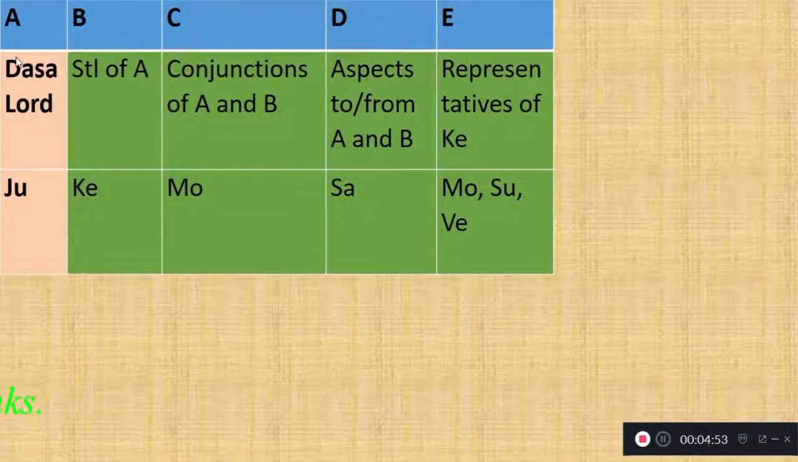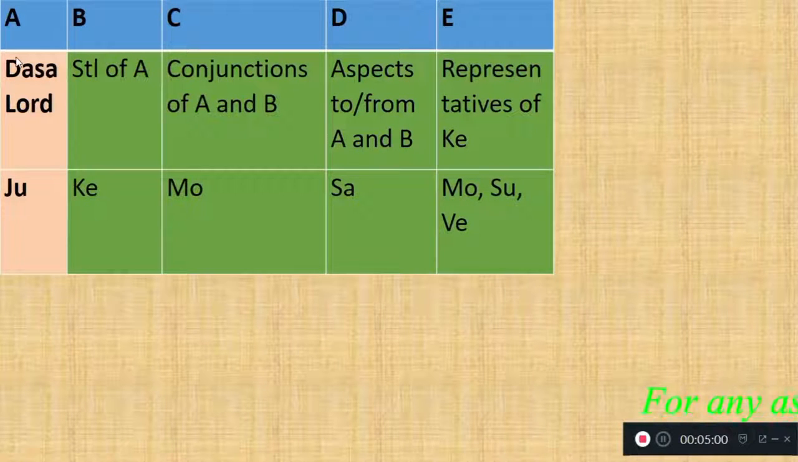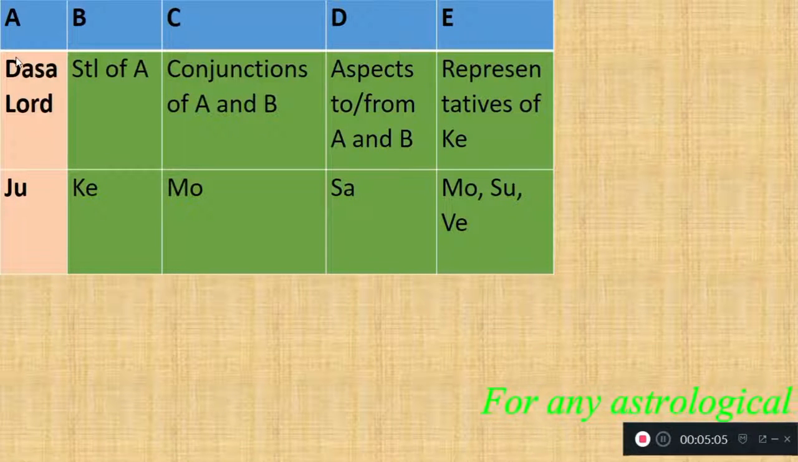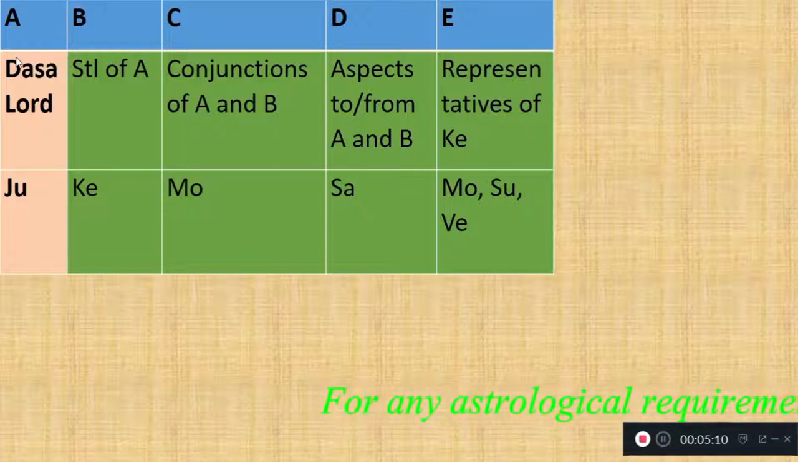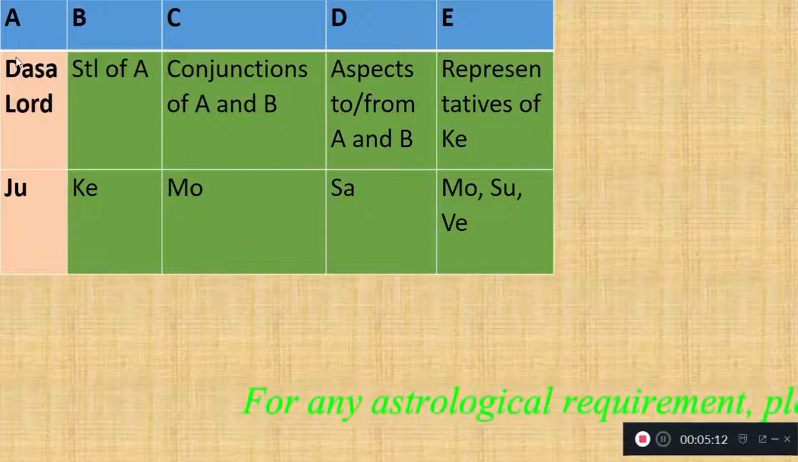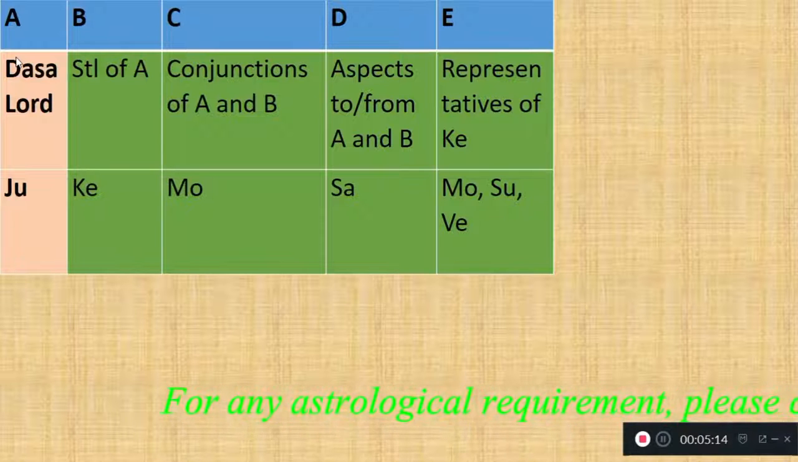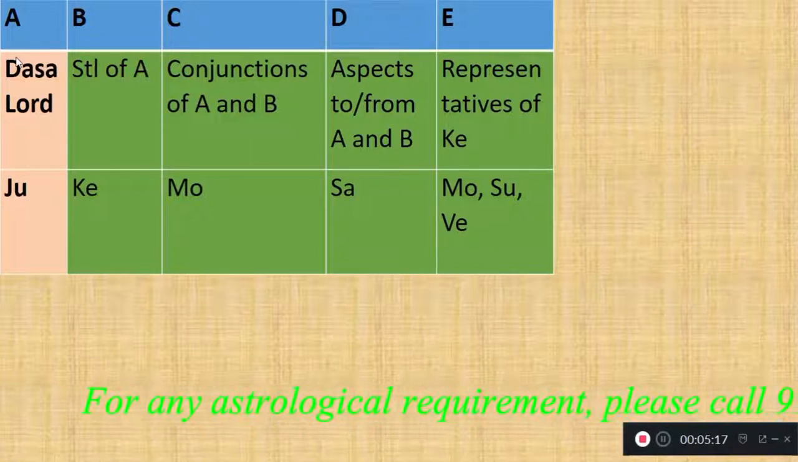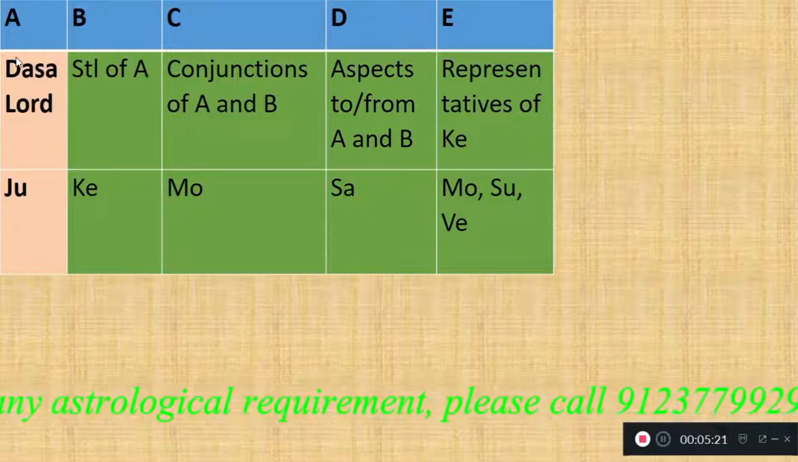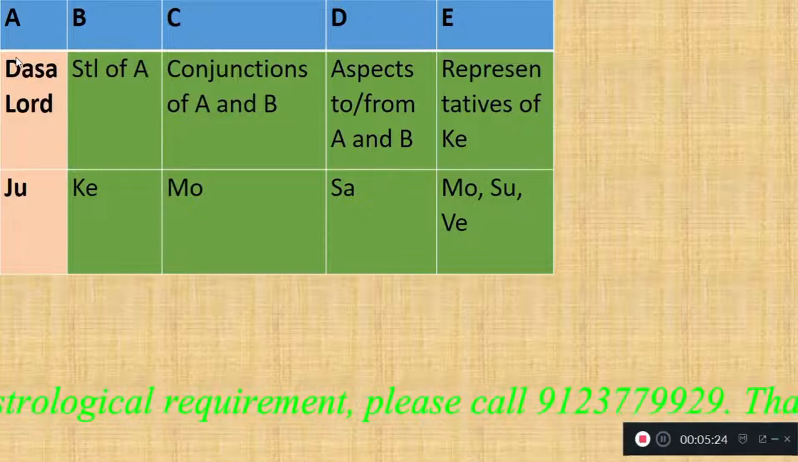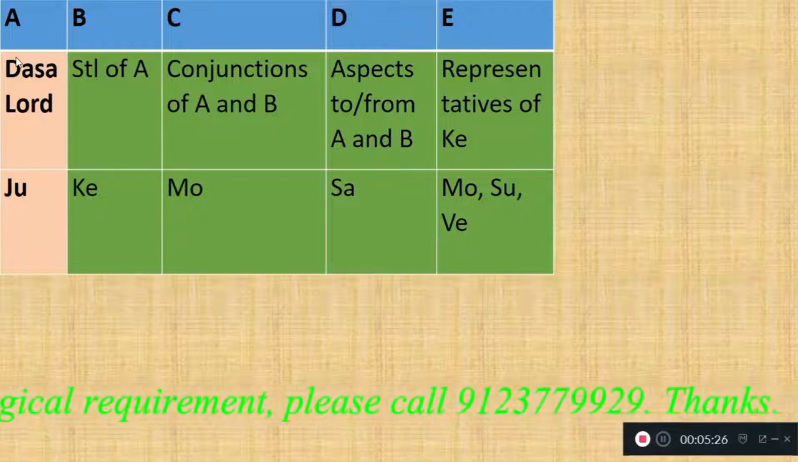In this chart, which I am judging, Dasha Lord is Jupiter, star lord of the Dasha Lord is Ketu. Conjunction of Ketu is Moon. The Saturn is aspecting to the Jupiter. Representatives of Ketu are Moon, Sun and Venus.